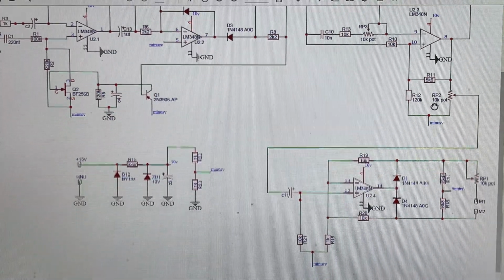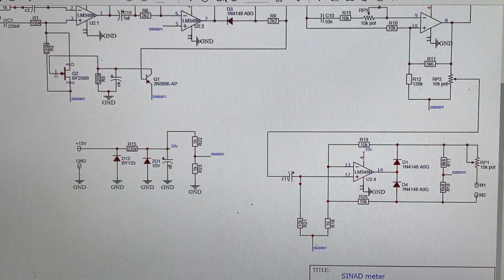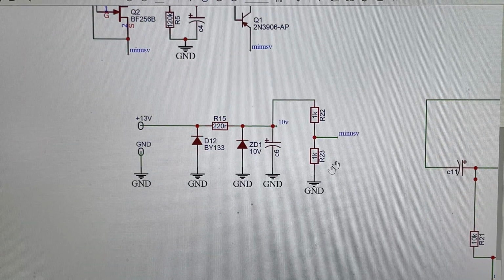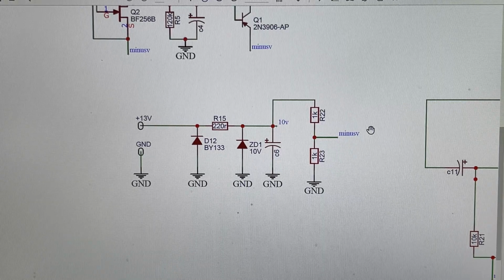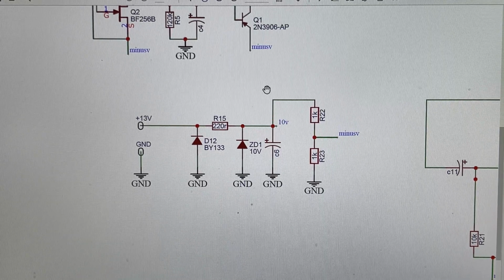So everything is the same as it was. Now down here, this is where we're monitoring here at this minus voltage point, and this is the point with the noise all over it.